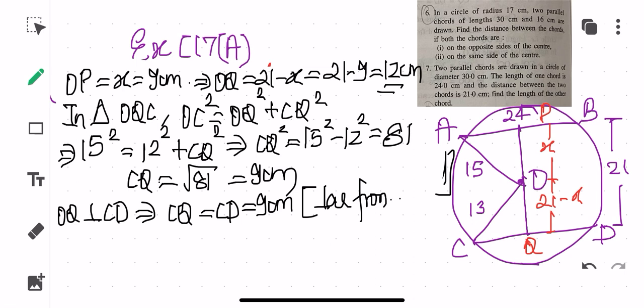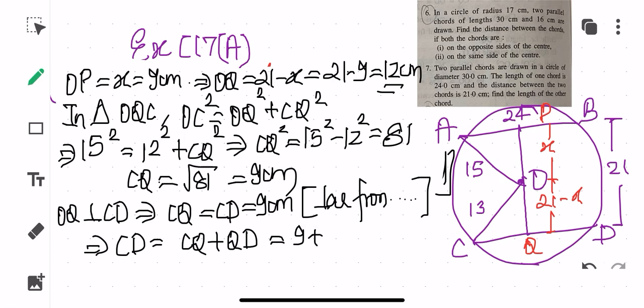I'll be doing dash dash dash, you just complete it. So this implies CD will be equal to CQ plus QD. Both of them are equal to 9, so write down 9 plus 9, which is equal to 18 centimeter. So the length of the second chord is 18 centimeter. Alright, so this is the way this particular sum has to be done.